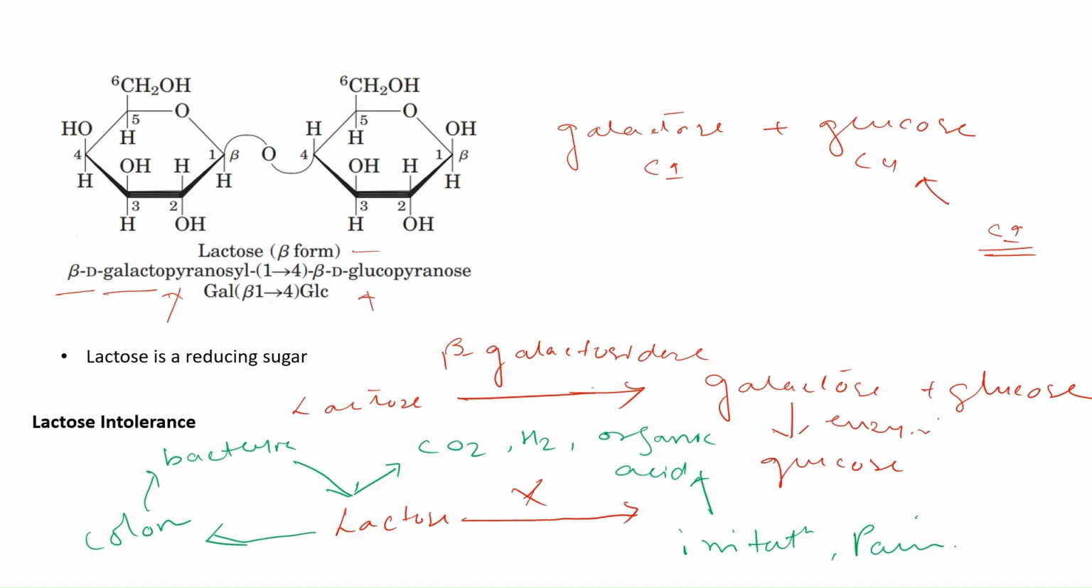So the person who is lactose intolerant means in their body the enzyme beta-galactosidase is not produced in proper quantity to degrade lactose into its components, galactose plus glucose. If the lactose is not degraded, then it will directly pass through our digestive system and enter into the colon.